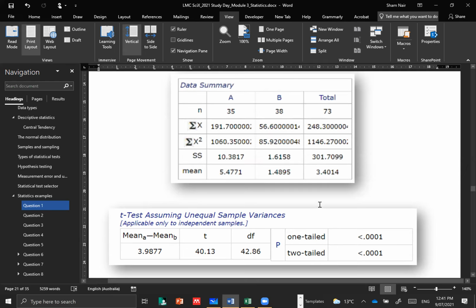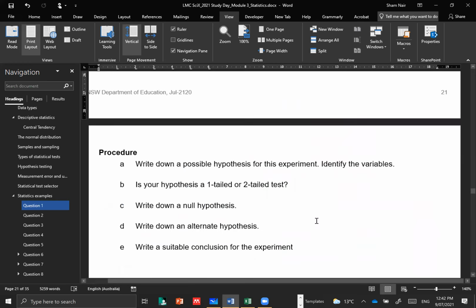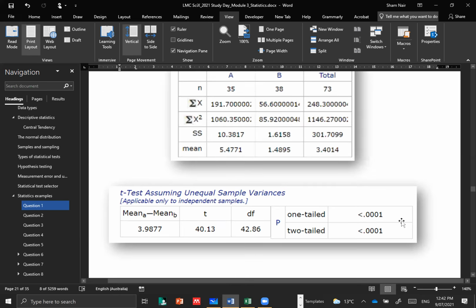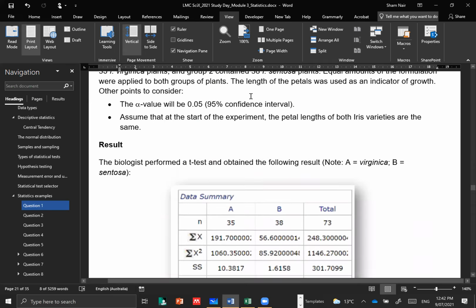Now, this is the typical type of exam question, because you're given the scenario and then you're given the results. And then you're asked, and I've got a whole bunch of questions for you to do, but essentially right at the end, write down a suitable conclusion for this experiment. So again, if you look at the p-value, which is less than 0.0001, that is less than 0.05.